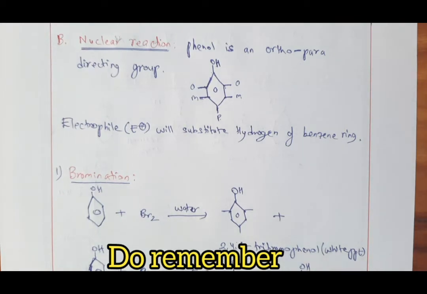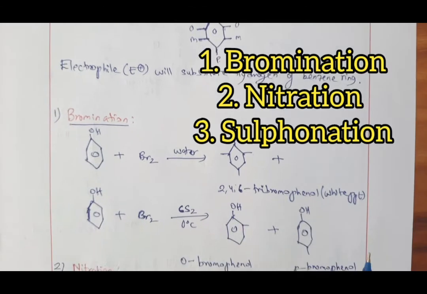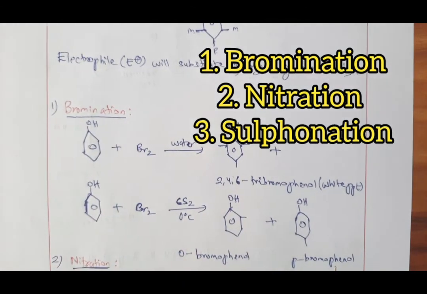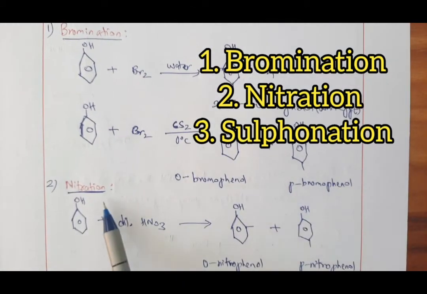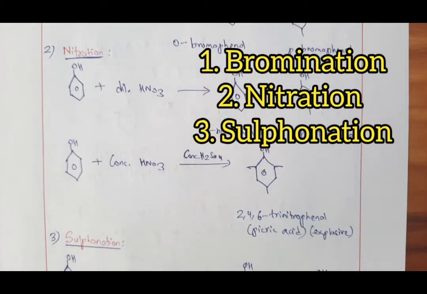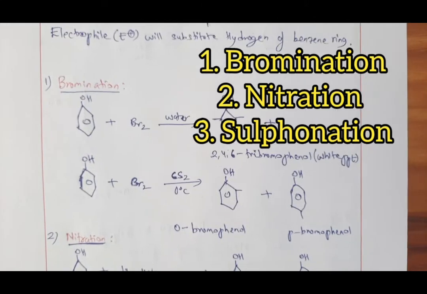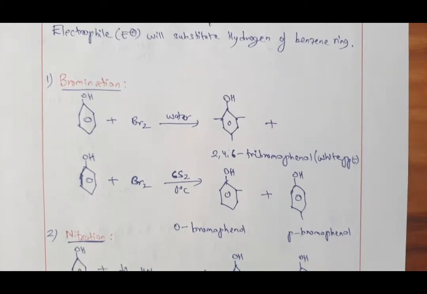These nuclear reactions are of many types, of which in our syllabus we have to learn three. One is called bromination, one is called nitration, the other is called sulfonation. These are the three types of nuclear reaction you have to learn under our reduced syllabus: sulfonation, nitration, and bromination. So let us start with bromination first, students.